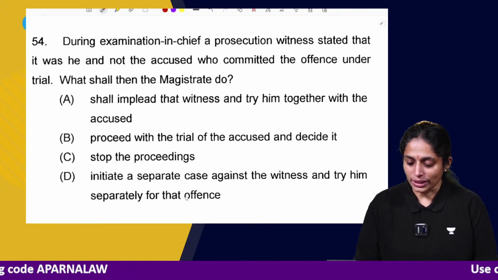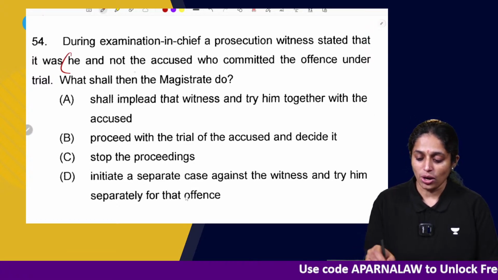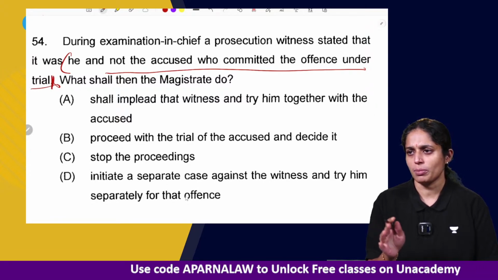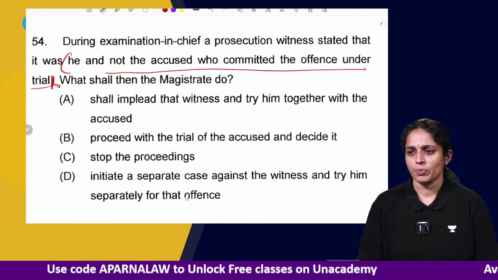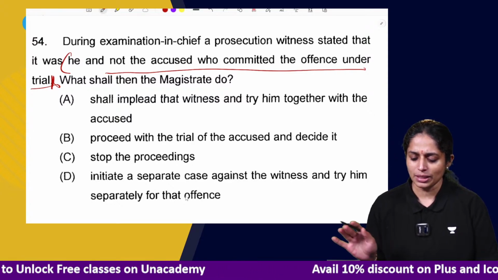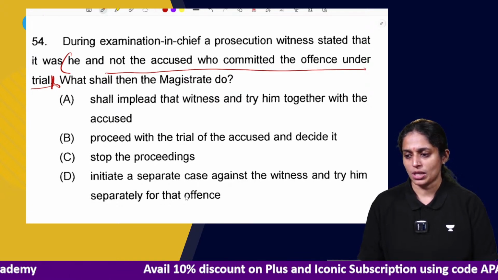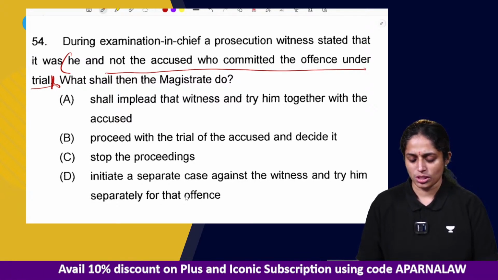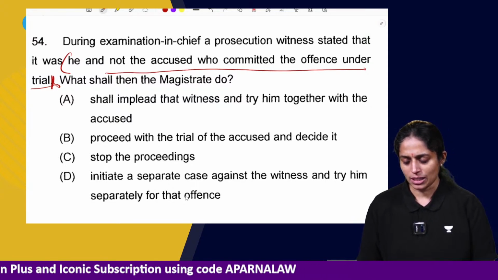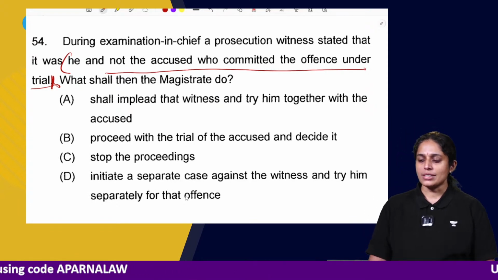54th. During examination in chief, a prosecution witness stated that it was he and not the accused who committed the offence under trial. There is one statement by the prosecution witness. What shall the magistrate then do? A. He shall implead that witness and try him together with the accused. B. Proceed with the trial of the accused and decide it. C. Stop the proceedings. And D. Initiate a separate case against the witness and try him separately for that offence. So, what is the answer here?